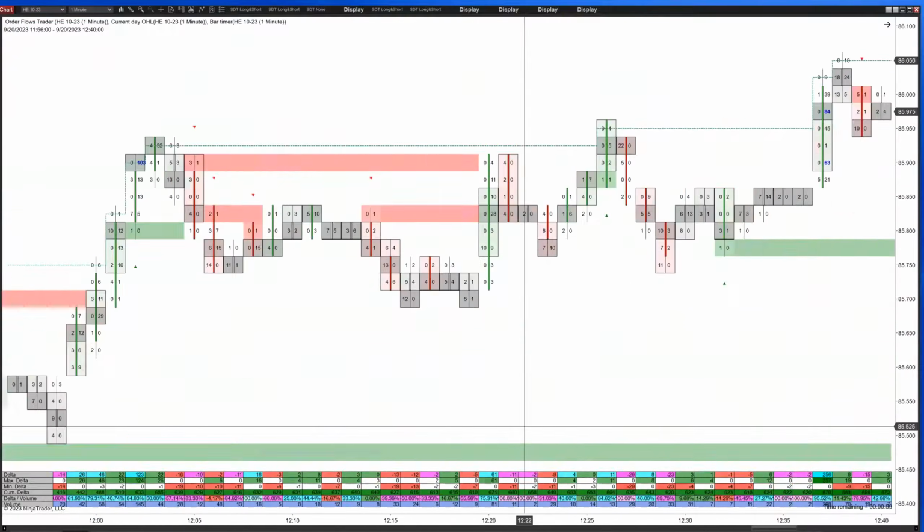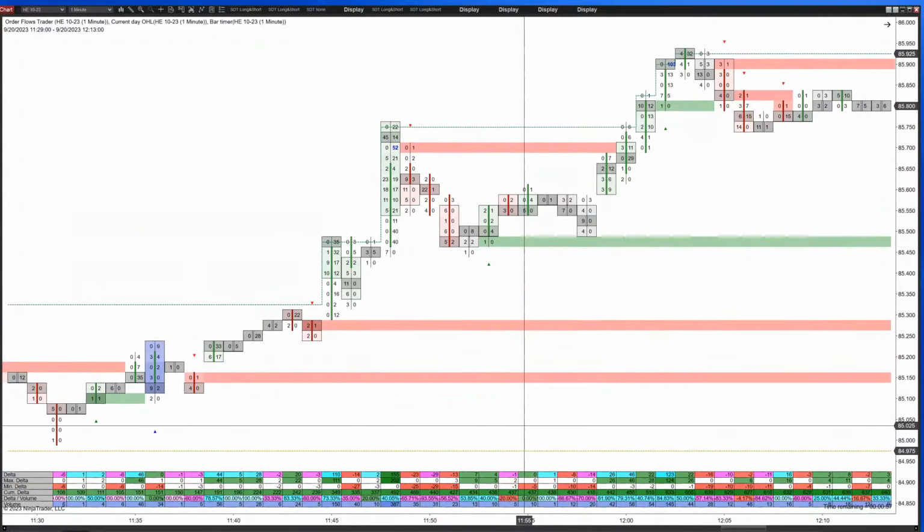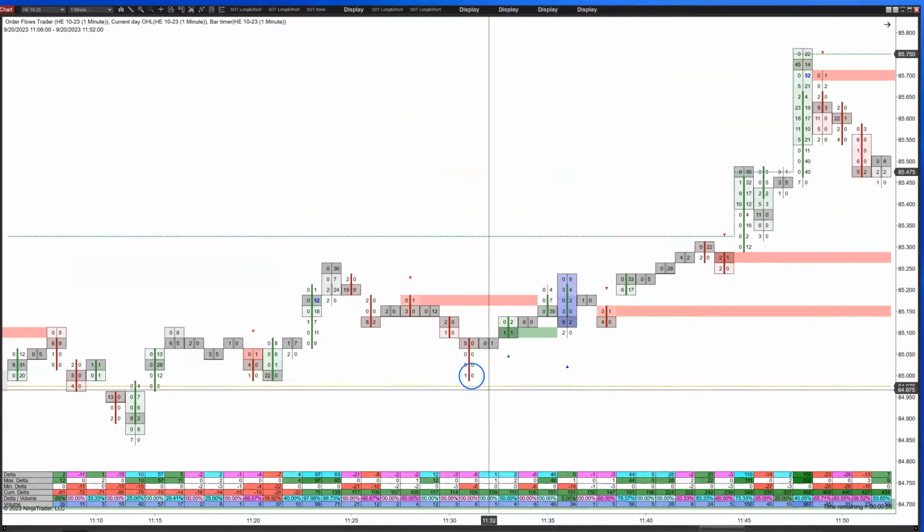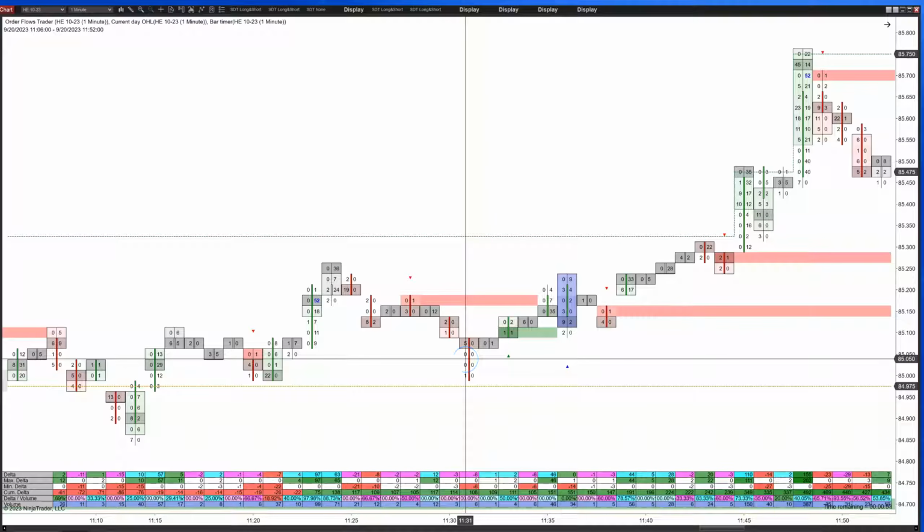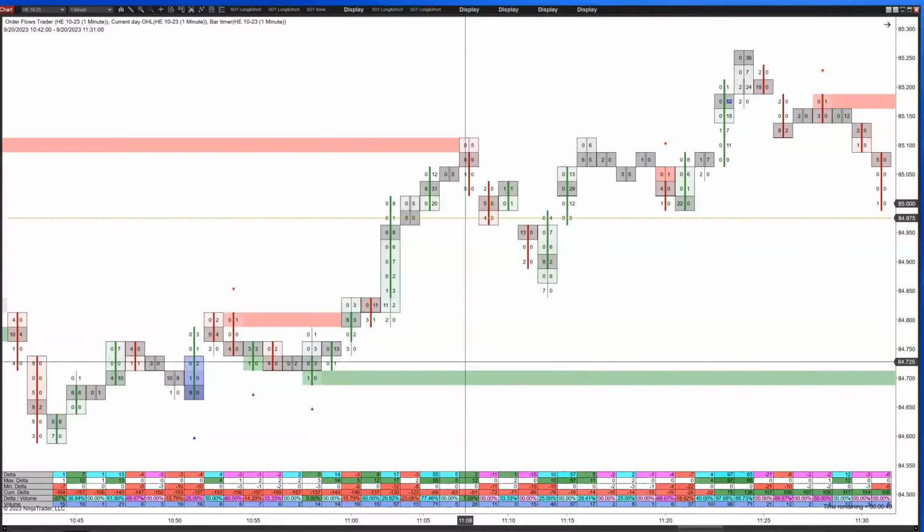It's just fascinating how it works in identifying exhaustion. Again, this is a very thin market. Once you understand that, you get the idea of how to look for exhaustion. You're looking for the last trader to trade.